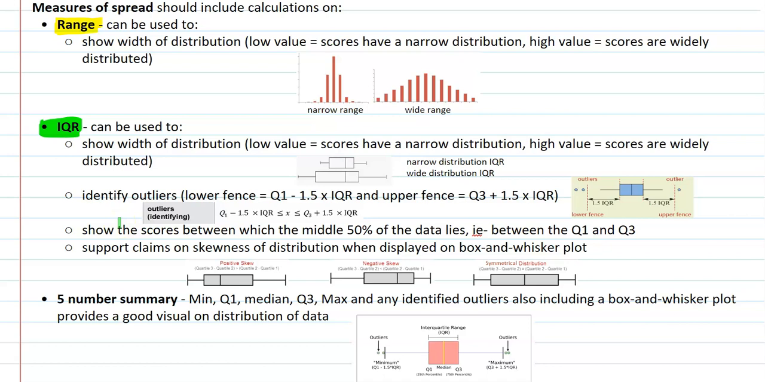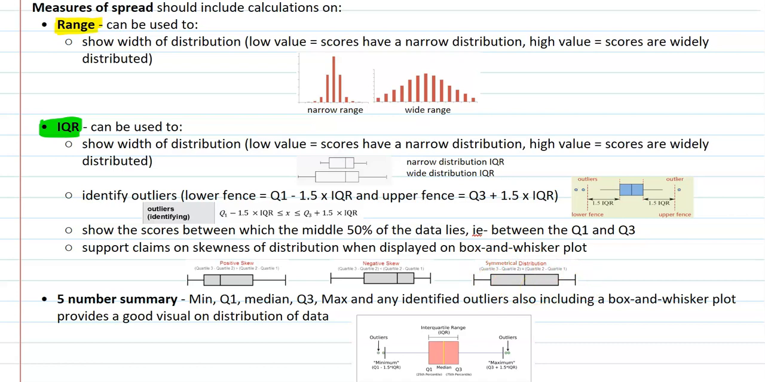The IQR can also be used to show the scores between the middle 50% of the data, and also support claims on skewness of distribution when you display it on your box and whisker plot. So again, just showing you the Q1, Q3 pushed over into positive skew, negative Q1, Q3 pushed over to the high values in a negative skew, and a symmetrical should be nicely placed within the box and whisker.